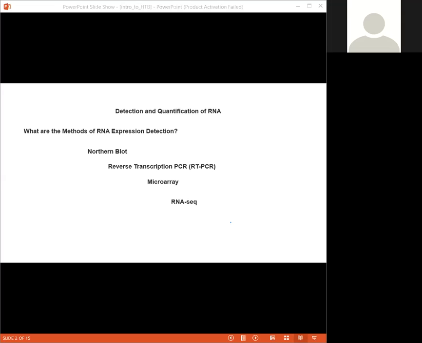Sir, accuracy and time consuming. So which one is time consuming? So northern blot is time consuming. Okay, northern blot is time consuming. And in the northern blot, we cannot quantify a large number of RNA, but in the microarray we can quantify a large number of RNA at the same time. Right, that is the point.